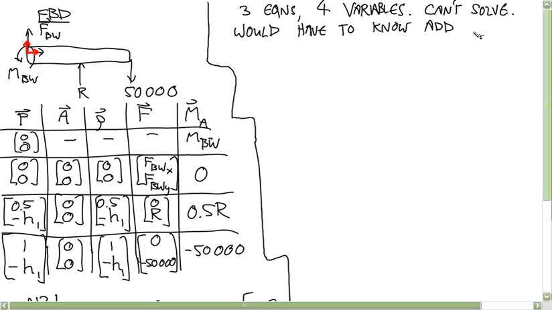So you'd have to know additional material properties.